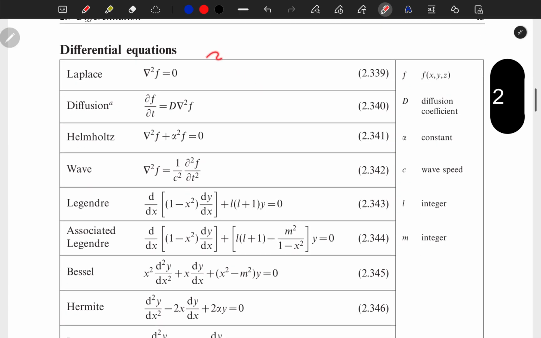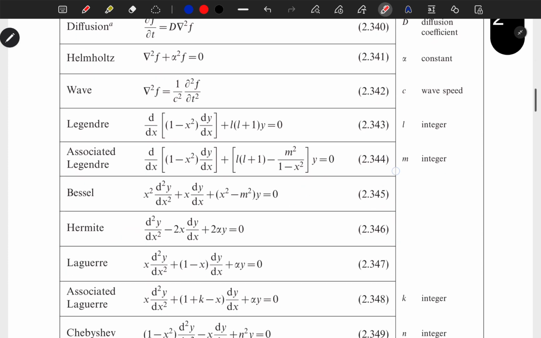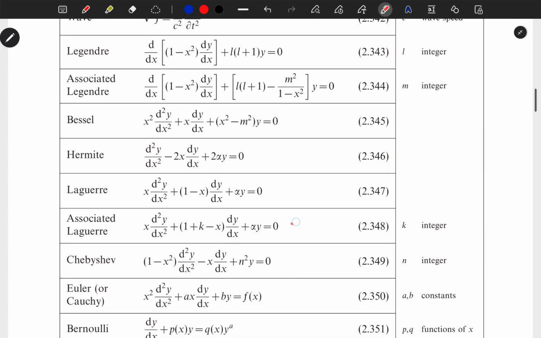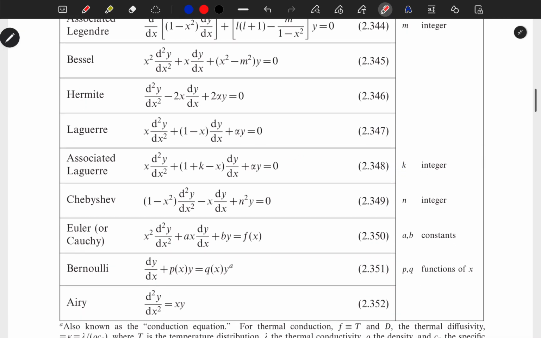Differential equations: Laplace equation, diffusion equation, Helmholtz equation, wave equation, Legendre equation, associated Legendre equation. Here we have minus m square by 1 minus x square. Bessel equation, Hermite equation, Laguerre equation, associated Laguerre equation, Chebyshev equation, Euler equation, Bernoulli equation, and Airy equation.